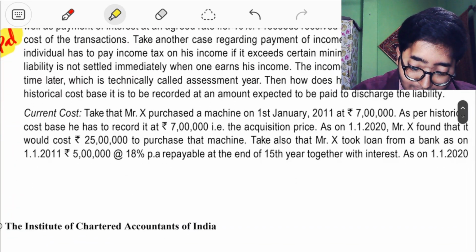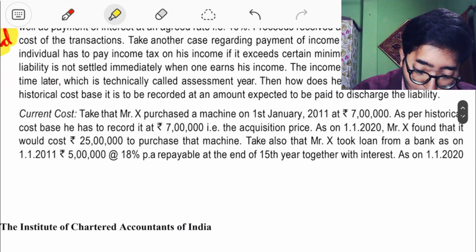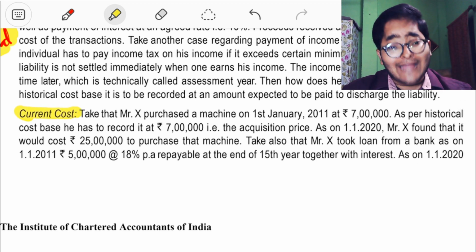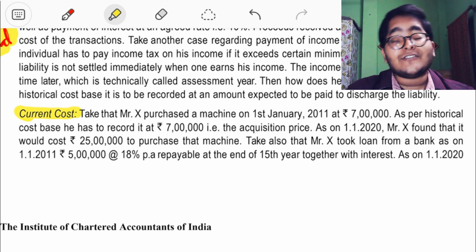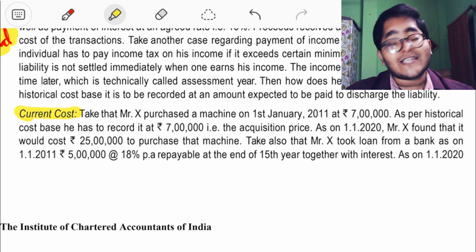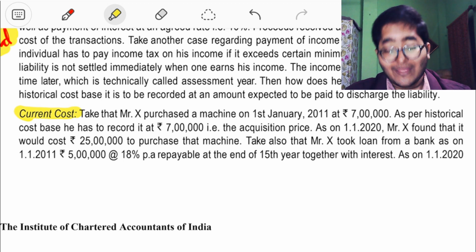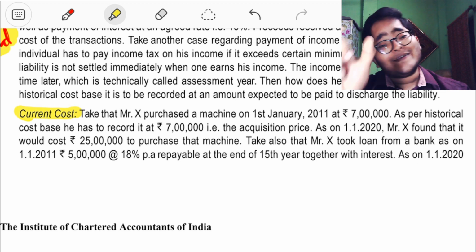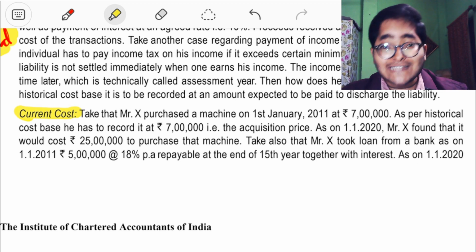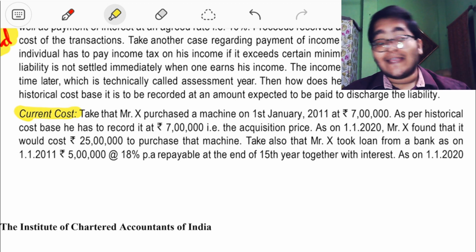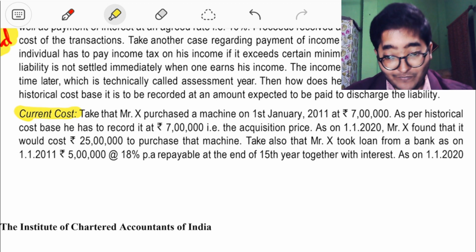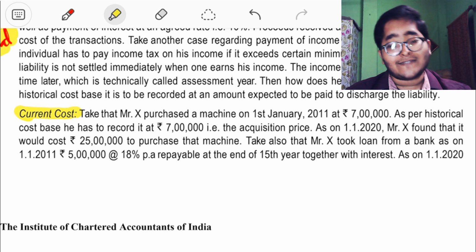Now, our next topic is current cost. What is the current cost? Take that Mr. X purchased a machine on 1st January 2011 at rupees 7 lakh. As per historical cost base, he has to record rupees 7 lakh. We understand that, right? Rupees 7 lakh is the one-time payment for that asset done by Mr. X. That is its acquisition price.